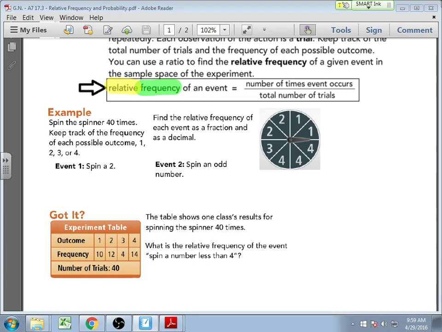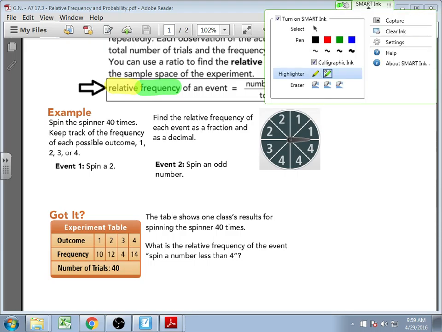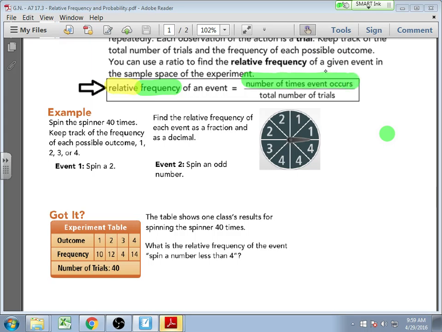The thing you're doing in probability: the total number of trials. How often something happens is relative to the total number of trials. So relative frequency is based off your experiment, your data. Relative frequency is the same thing as experimental probability, so you might want to put a little equals sign and remind yourself it's the same as experimental probability.